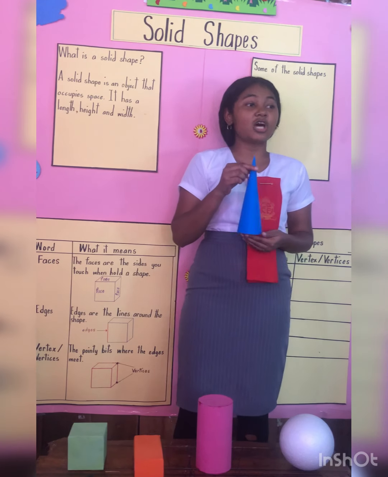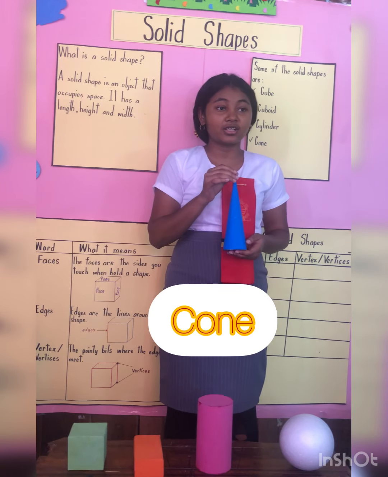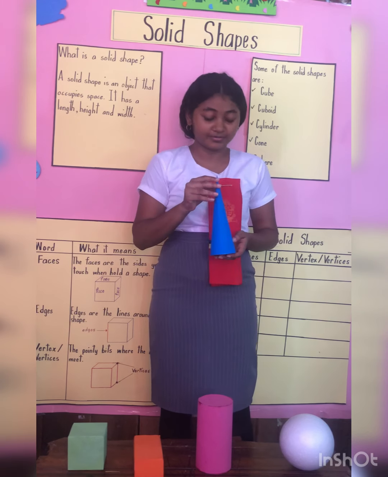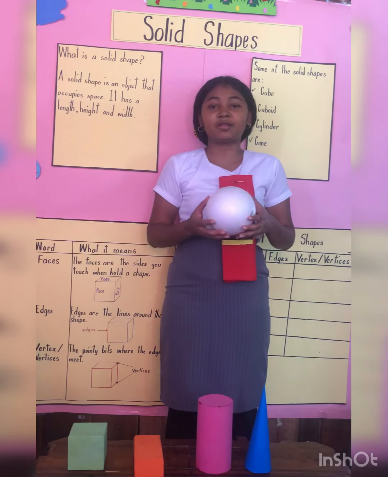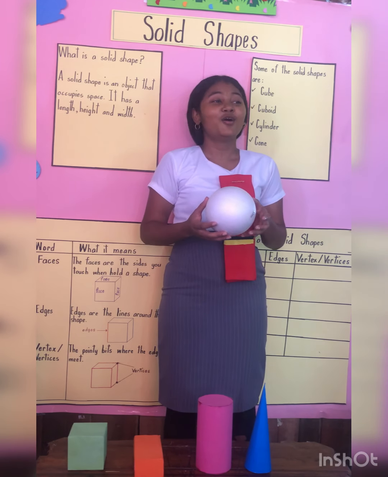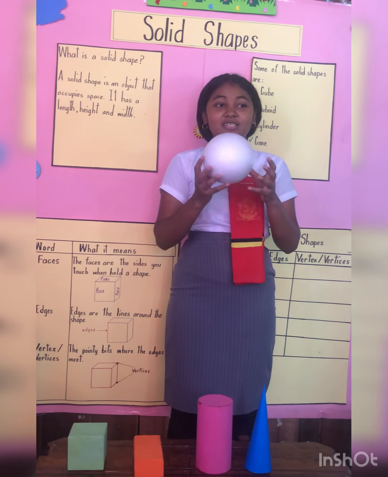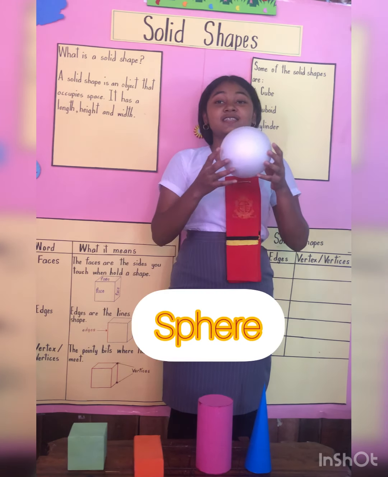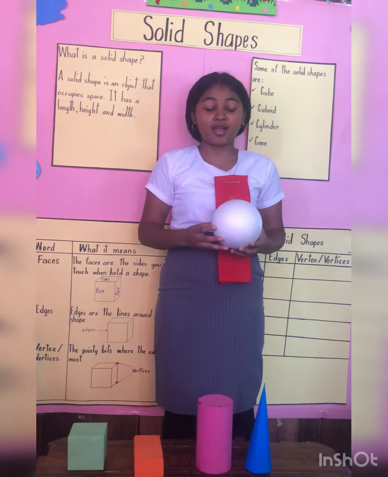How about this solid shape? Very good. It's a cone. Let's say it together, class. Cone. What about this solid shape, class? Okay, Susan, it's not a ball. It looks like a ball, but it's not a ball, okay? It's a sphere. Okay, let's say it together. It's a sphere.